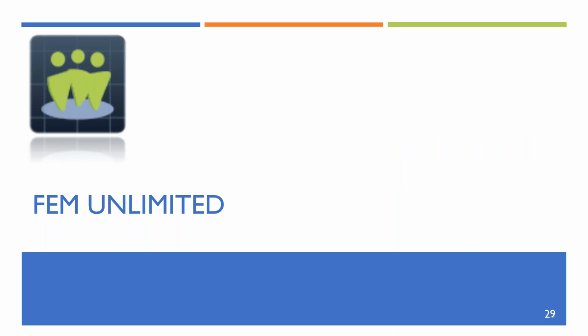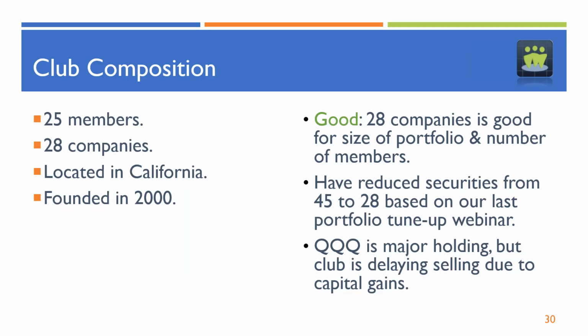So let's keep going. We'll take a look at FEM Unlimited, 25 members, 28 companies, located in California, founded in 2000. 28 companies, that's within my 20 to 30 company range. So that's pretty good. 25 members can definitely support a portfolio of 28 companies. This club has been watching the webinars, and since our last portfolio tune-up, they reduced the number of securities from 45 to 28. So I see it as a work in progress.